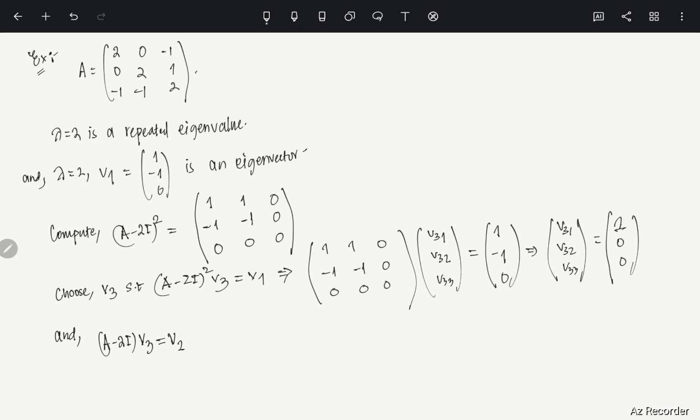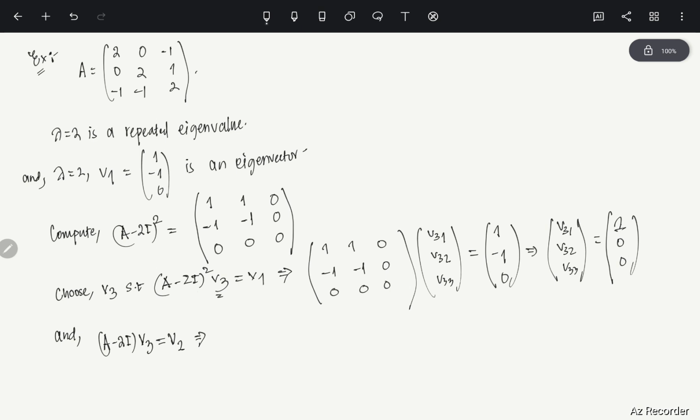Clear? So essentially, using this v3, we want to get a v2, right? Okay, so how do we get it? So essentially what we are doing is this.